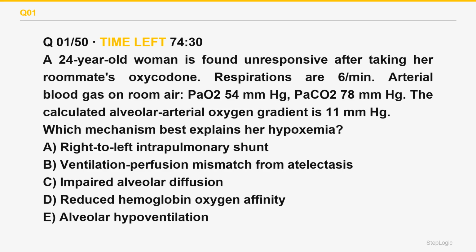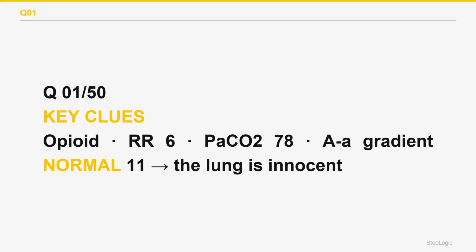Read the command. The mechanism of hypoxemia. The A-a gradient is the discriminator. Normal gradient with a high PaO2 means the lung is fine and the drive is gone. A widened gradient means the gas exchange unit itself is broken. Every cause of hypoxemia falls on one side of the A-a gradient.